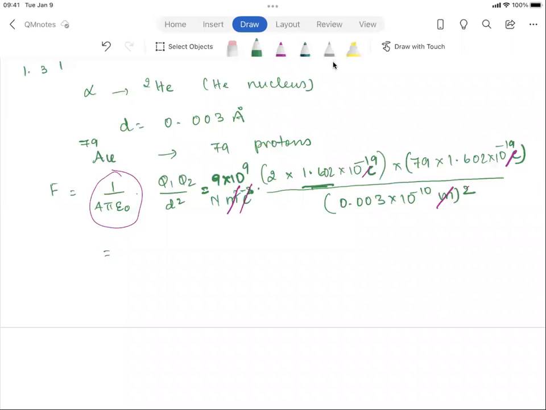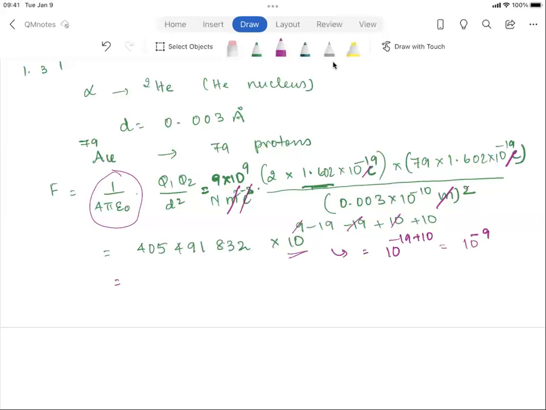So if I were to compute this, it would be multiplied by, now I'm going to gather all the powers of 10 together. 9, 10 plus 10, this is coming from the denominator. And so the negative 19, 10, and 9 get canceled out. So this term basically becomes 10 to the power negative 19 plus 10, which is 10 to the power negative 9. And the whole value has the units of newtons.